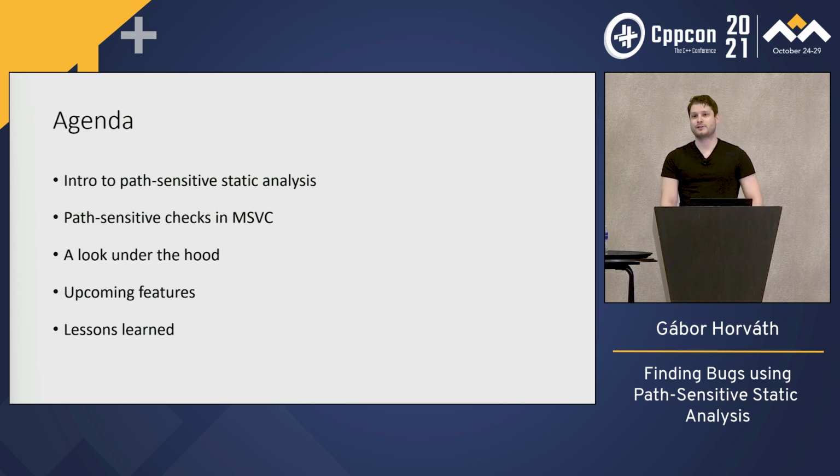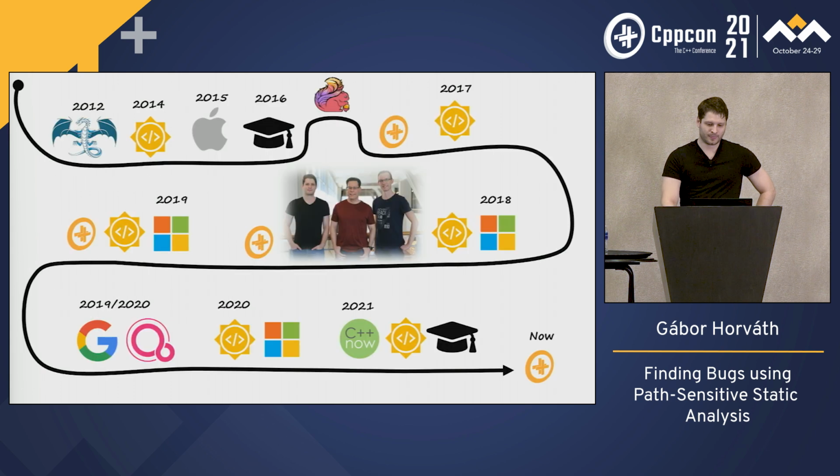So today, first I will talk about what path-sensitive static analysis is, what kind of checks we have in MSVC, and a look under the hood, what makes this sort of analysis work. I will also briefly discuss some of the features we are working on and summarize the lessons learned.